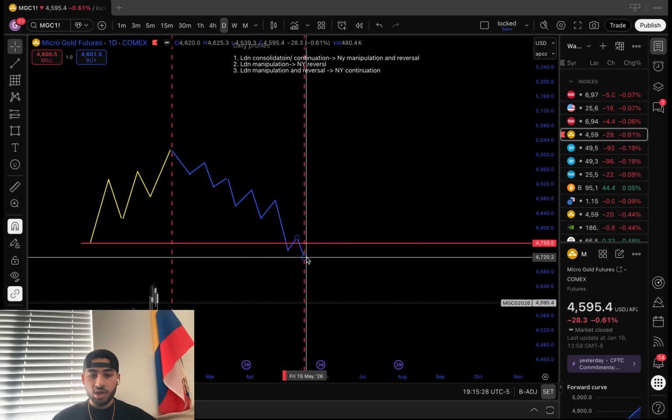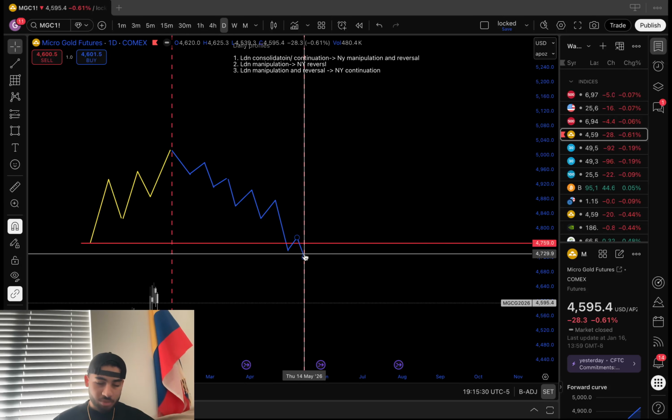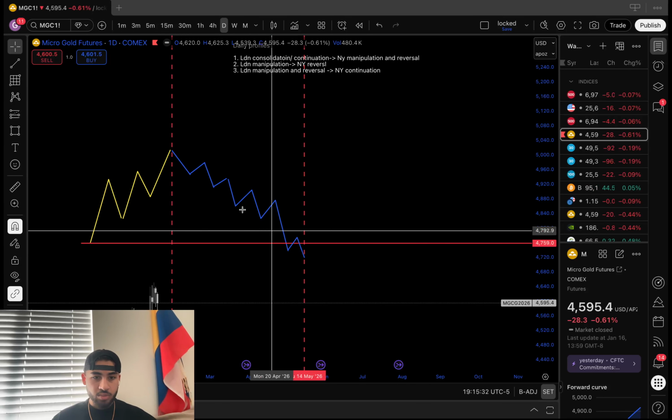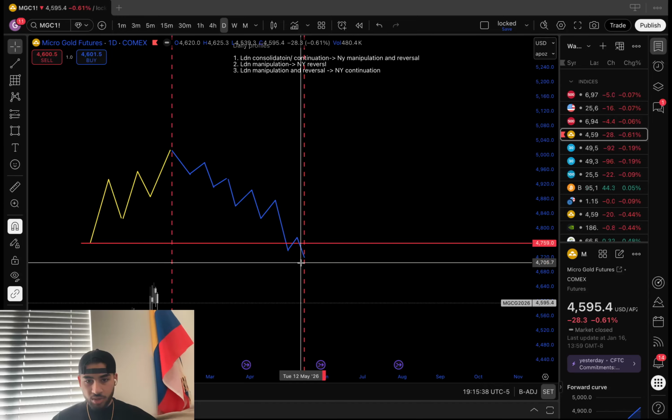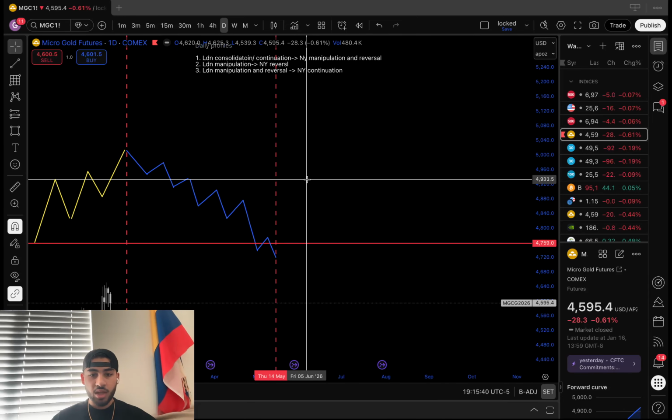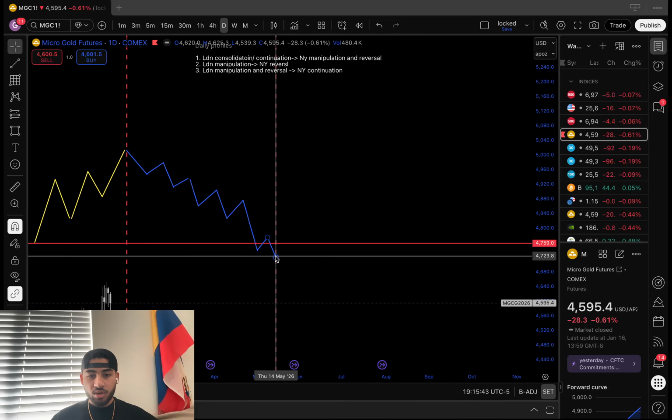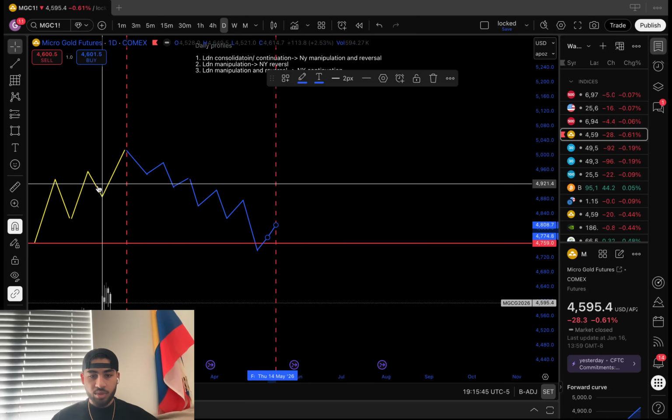So we want to see New York come in. There's going to be new money. There's going to be some type of manipulation, but not a big one because we already manipulated most of these lows. We want to see New York come and reverse this trend. We're currently in a downtrend. We want to see New York reverse this trend to the upside. Let's say we open like this.